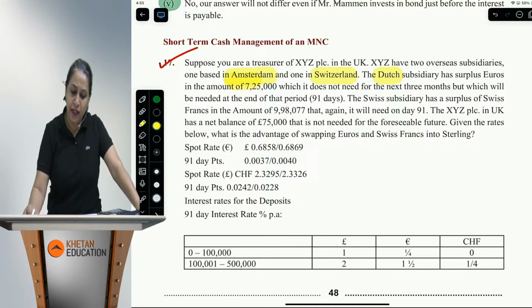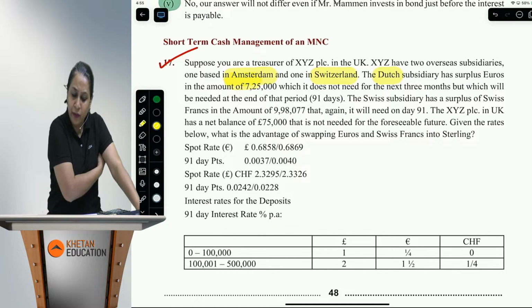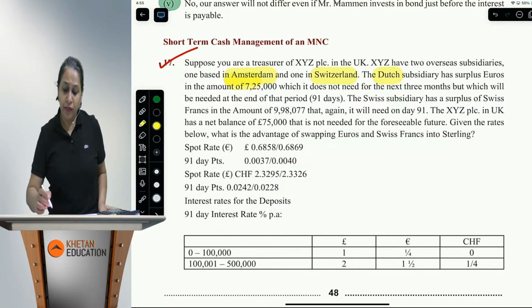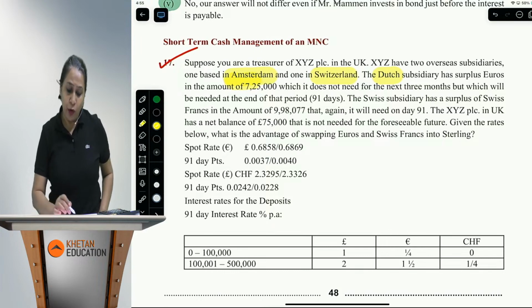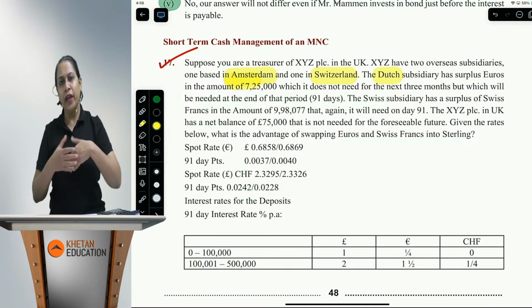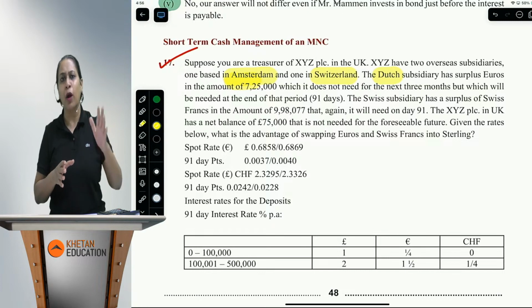The XYZ PLC in UK has a net balance of 75,000 pounds that is not needed for the foreseeable future. Given the rates below, what is the advantage of swapping euros and Swiss franc into sterling? So basically, what is the question all about, that I tell you. UK is my home currency. Pound is the home currency.